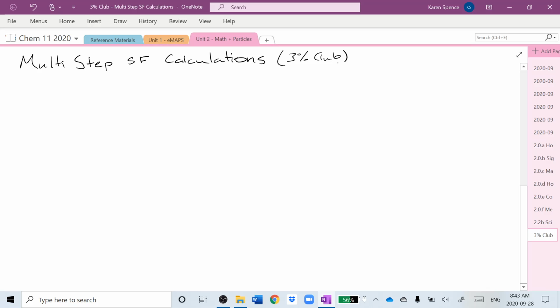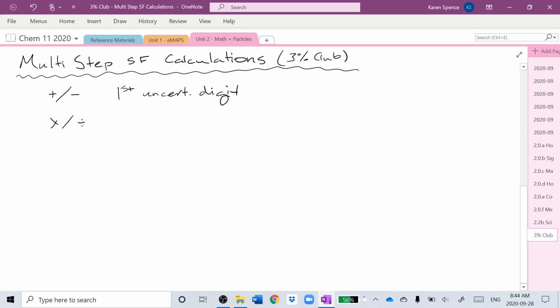This is something that will be useful to you in grade 12 for certain. Definitely if you go on to university sciences. Okay? All right, so let's start with, actually, just before we do that, let's make sure we remember our rules. Our addition and subtraction rule is we round to the first uncertain digit. And our multiplication and division rule is that we round to the lowest number of sig figs.